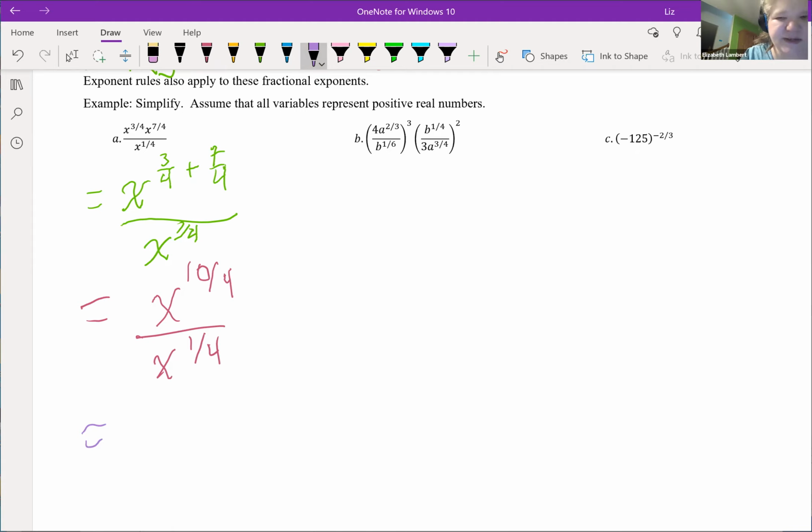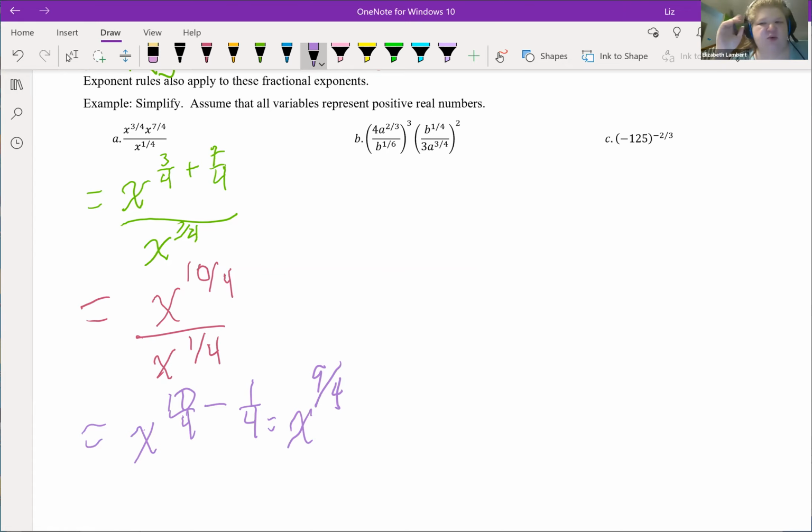So upstairs, downstairs don't get along, negative relationship. We subtract the powers, top minus bottom. So 10/4 minus 1/4 is 9/4. All right. So that should be the answer you need for this type of problem.